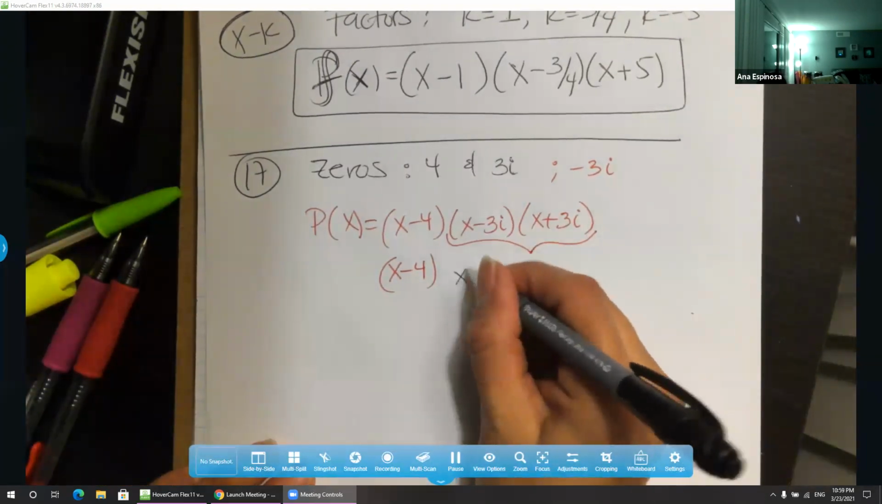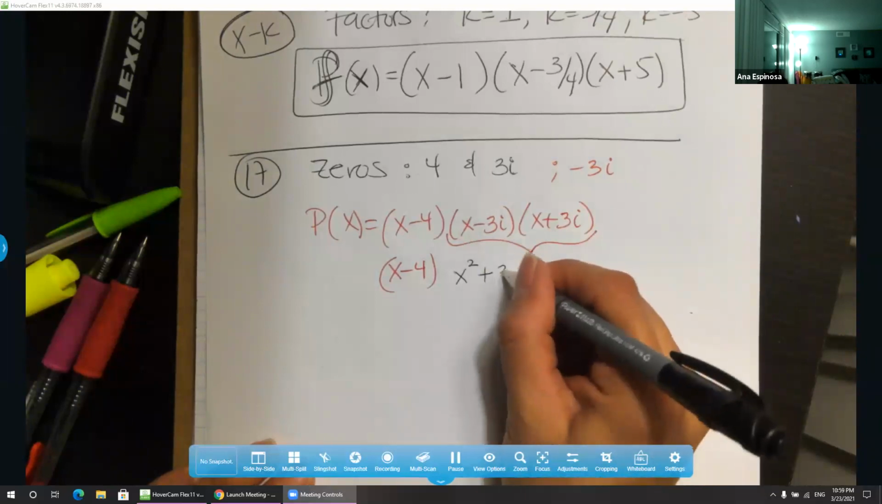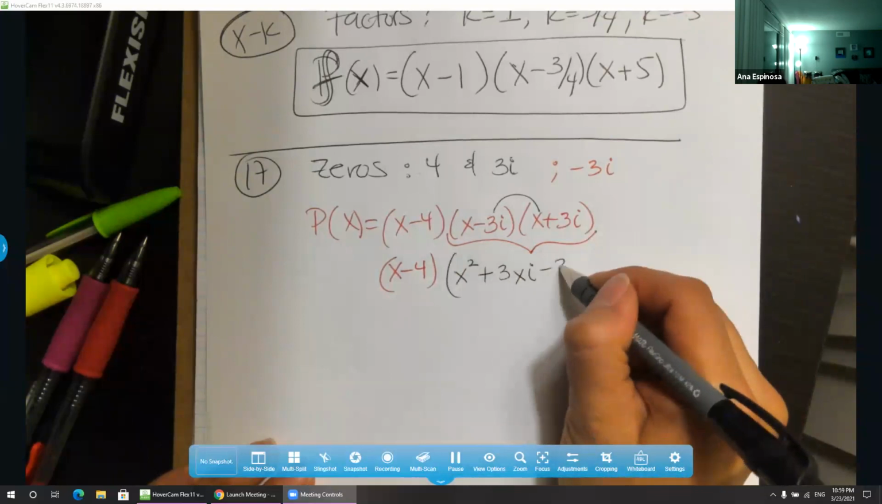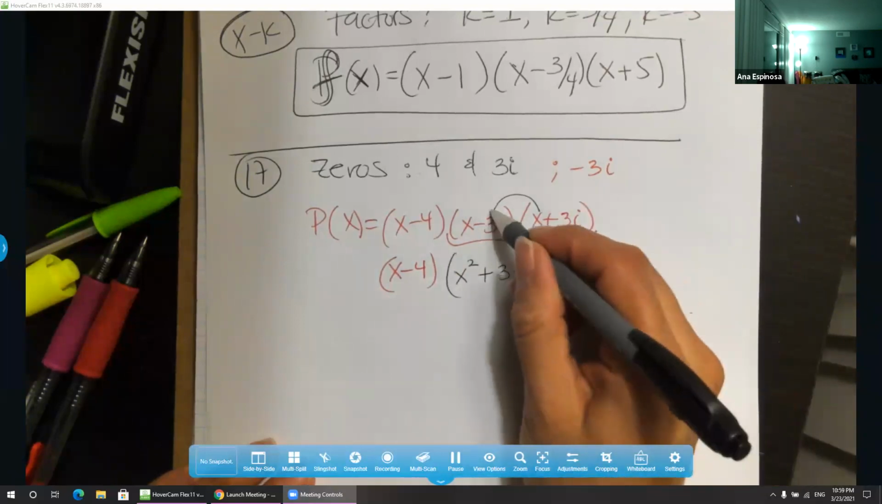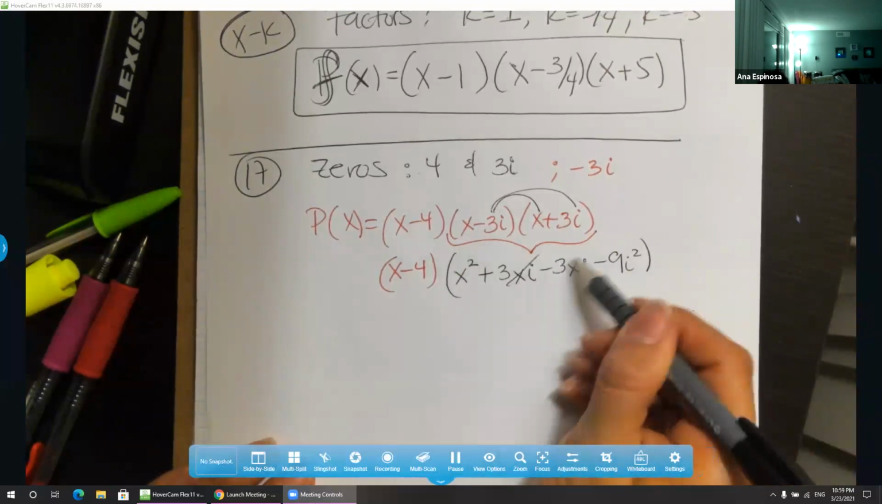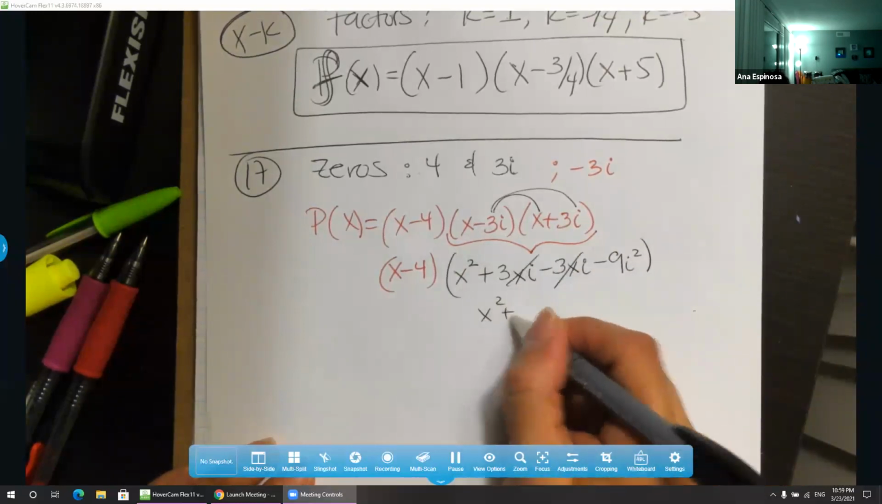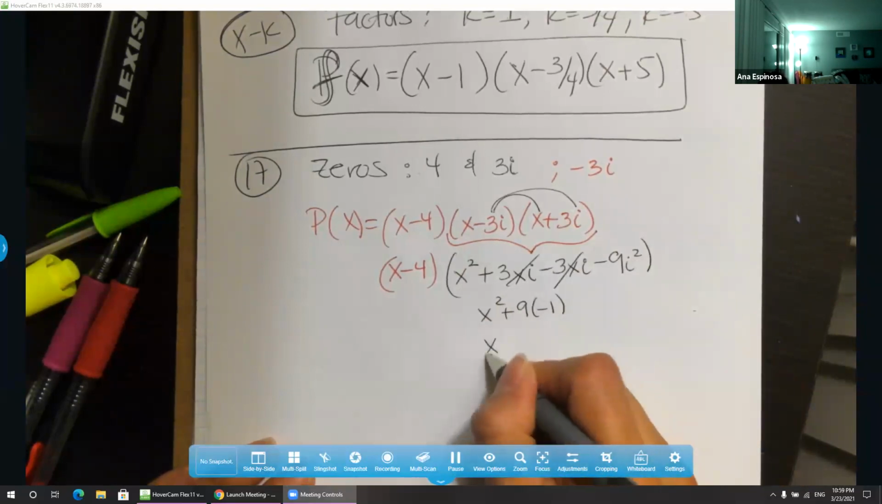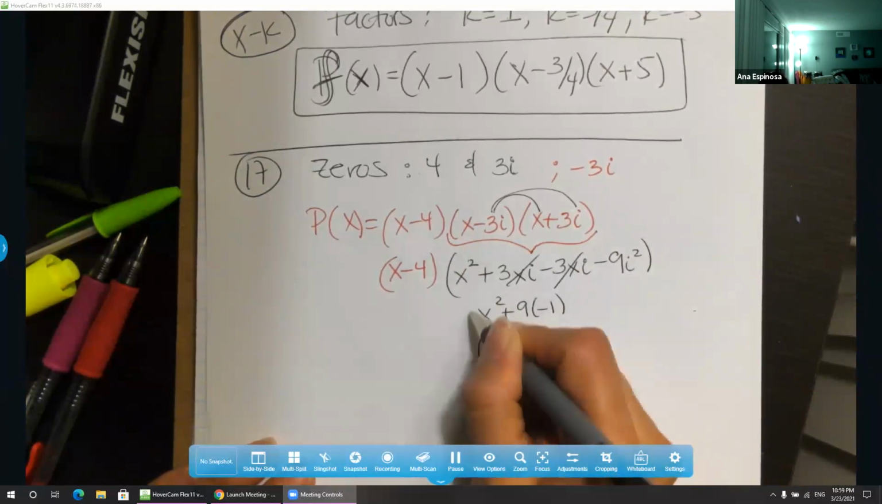So if I FOIL, I get x squared plus 3xi, and then minus 3xi, and the last one is minus 9i squared. Notice that these cancel. So I have x squared plus 9, because i squared is -1. You should know that by now. So I get this.